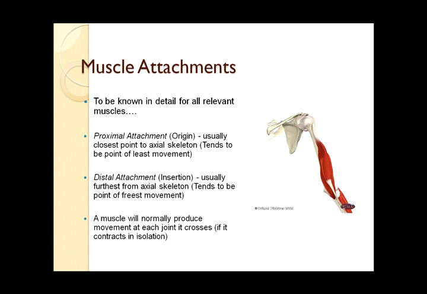Many muscles will cross more than one joint, and muscles will produce movement at each joint they cross. As we see with biceps, the proximal attachment is up here at the shoulder girdle, so therefore it crosses the shoulder joint. It crosses the elbow joint, and it also crosses the radioulnar joint, so it will have an action at the shoulder, the elbow, and the radioulnar joint.